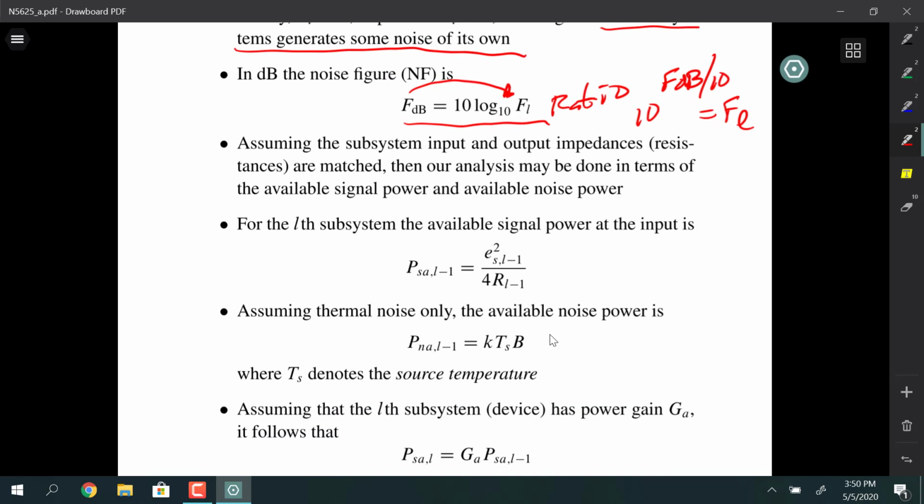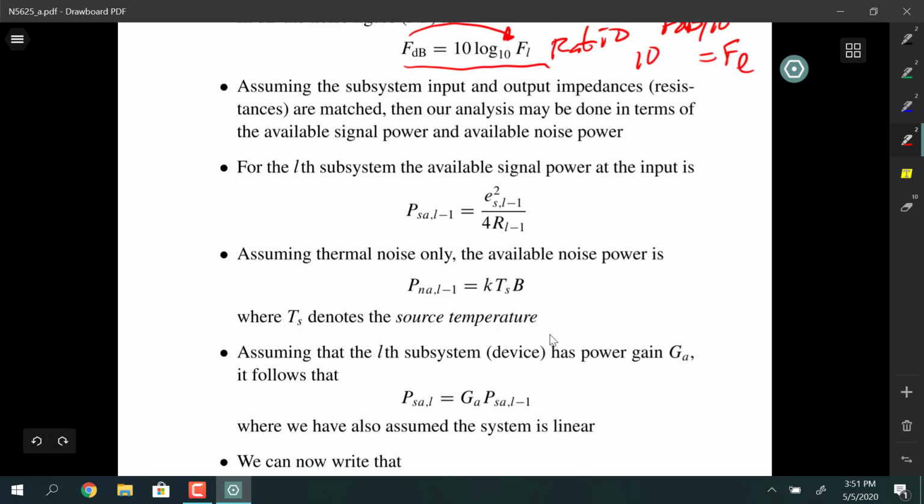Moving along a little bit further, we can assume maximum power transfer again, so available signal power and available noise power are the terms that get used. And if we go through that analysis, then the available noise power at the input side is going to be KTB, just like we've been talking about when the impedances are matched, or maximum power transfer. So it's Boltzmann's constant times the effective temperature in Kelvin of the source, T sub S, times the bandwidth.